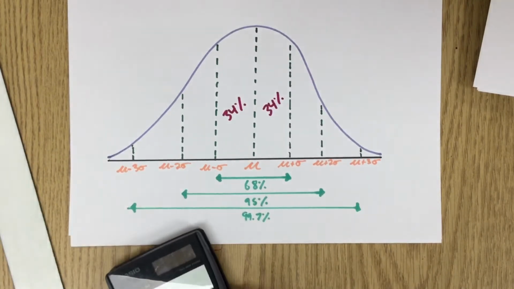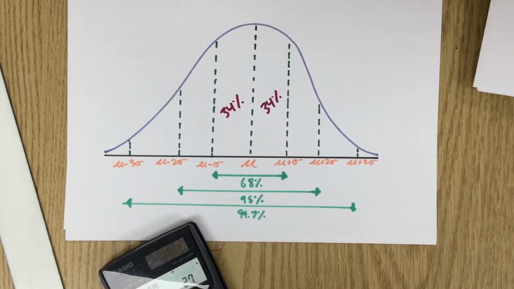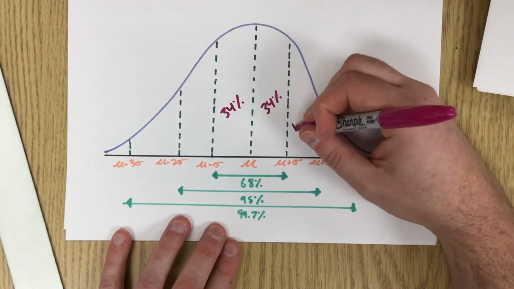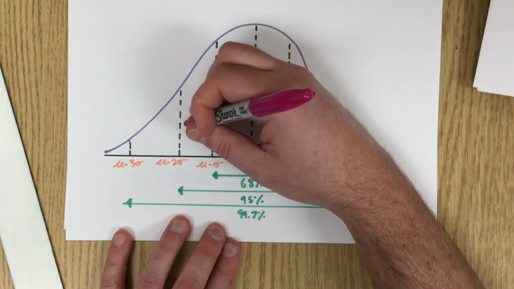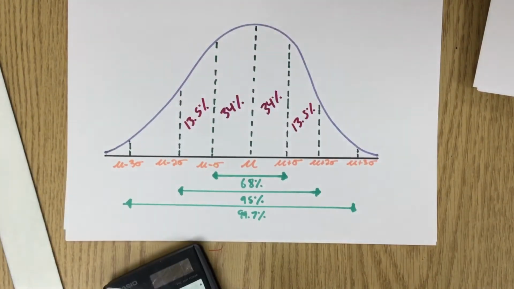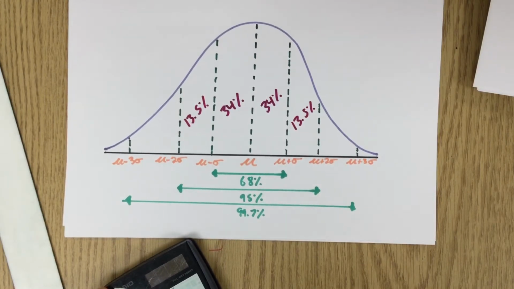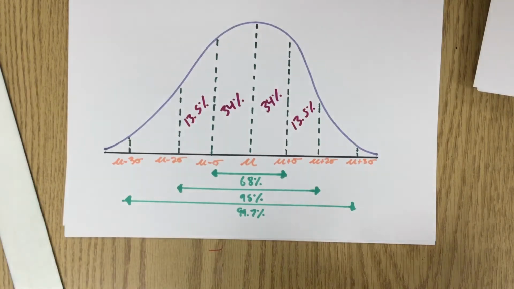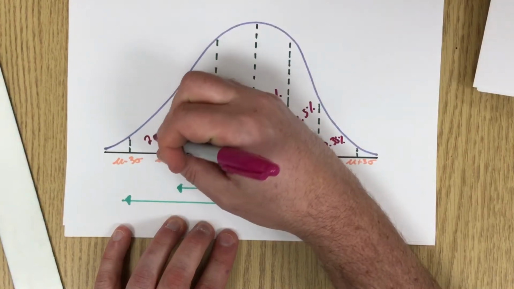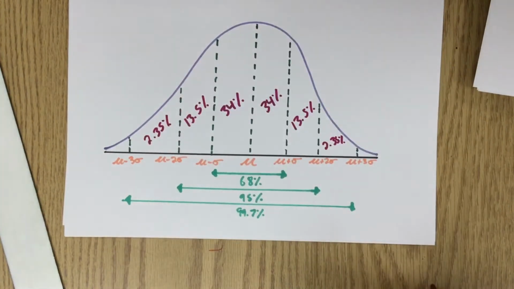If there's 95% in the whole thing, 95 minus 68 is 27, so half of that, 13.5, is an extra 13.5% of being there. And then 99.7 minus 95 is 4.7, half of that is 2.35, and a 2.35% of being there.